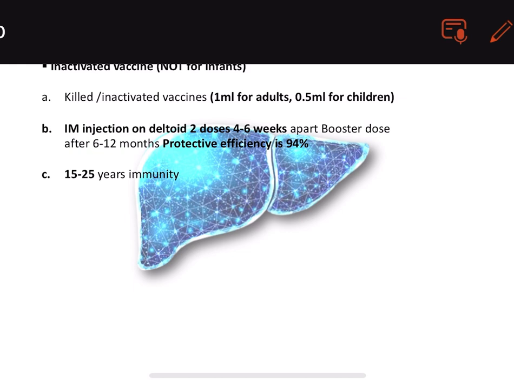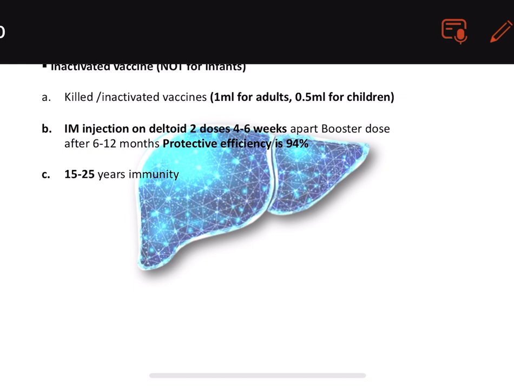Two doses are administered, especially in the deltoid muscle, IM. The interval between the primary dose and the secondary booster dose is usually 6 to 12 months. Following the 2 doses of vaccine, the protective efficiency is 94%.